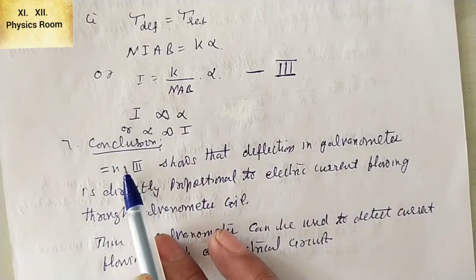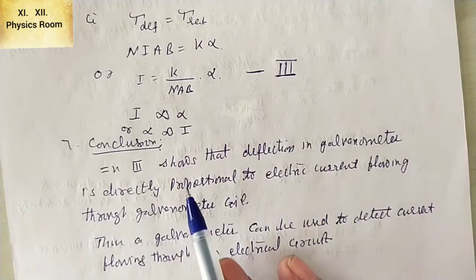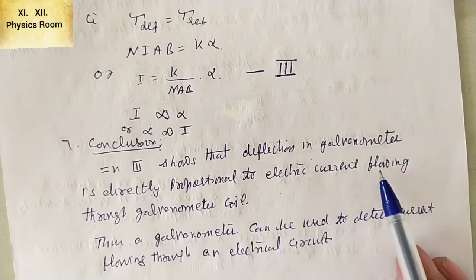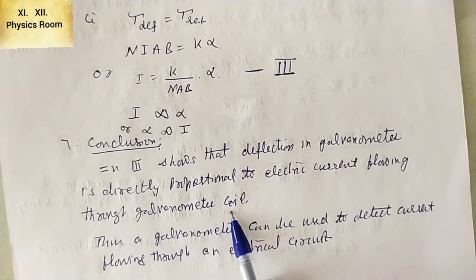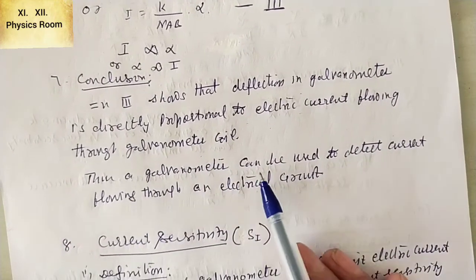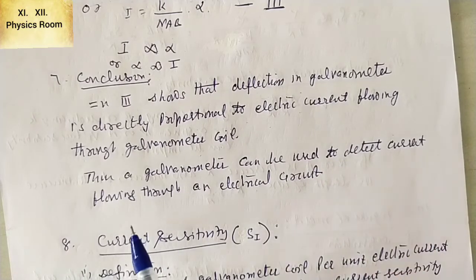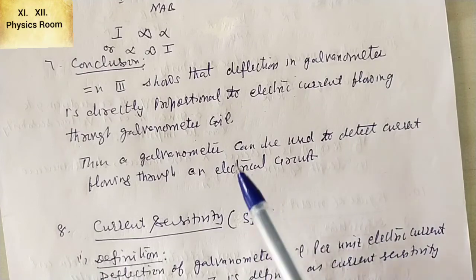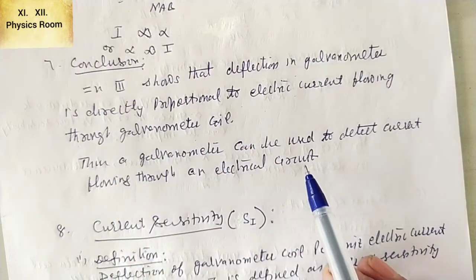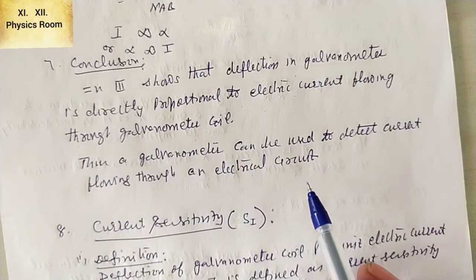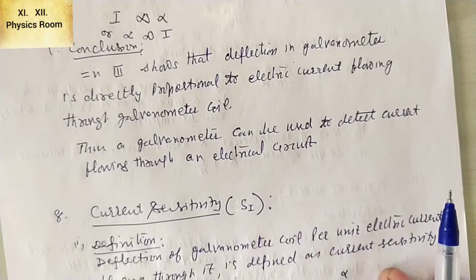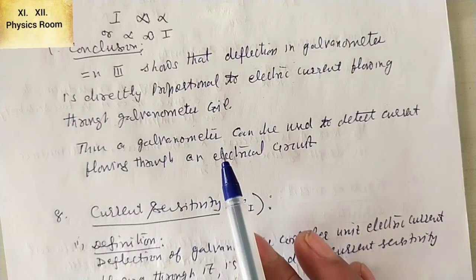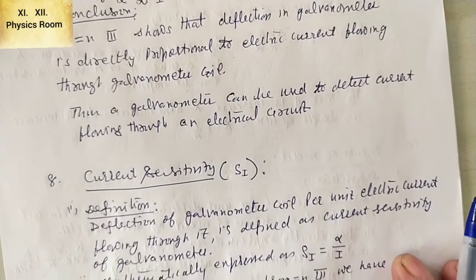Now conclusion, 7th point. Equation 3 shows that deflection in the galvanometer is directly proportional to the electric current flowing through the galvanometer coil. Thus, a galvanometer can be used to detect current flowing through an electrical circuit. This proves that a galvanometer is an instrument used to detect current flowing through the circuit, and the angle of deflection in the galvanometer coil is directly proportional to the current flowing.